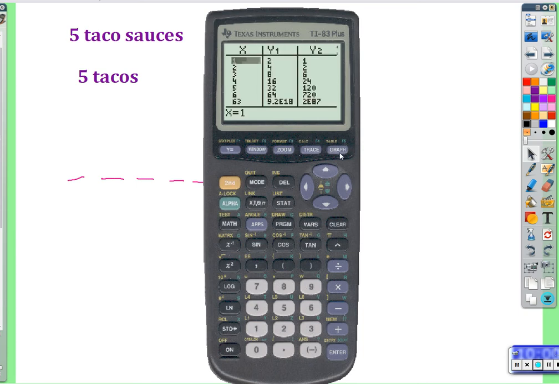Okay, 1, 2, 3, 4, 5, 6, 63. Let's see which one's bigger. This is 9.2 times 10 to the 18th power. This is 2 times 10 to the 87th power. Which is bigger? So 2 times 10 to the 87th power. Much, much bigger.